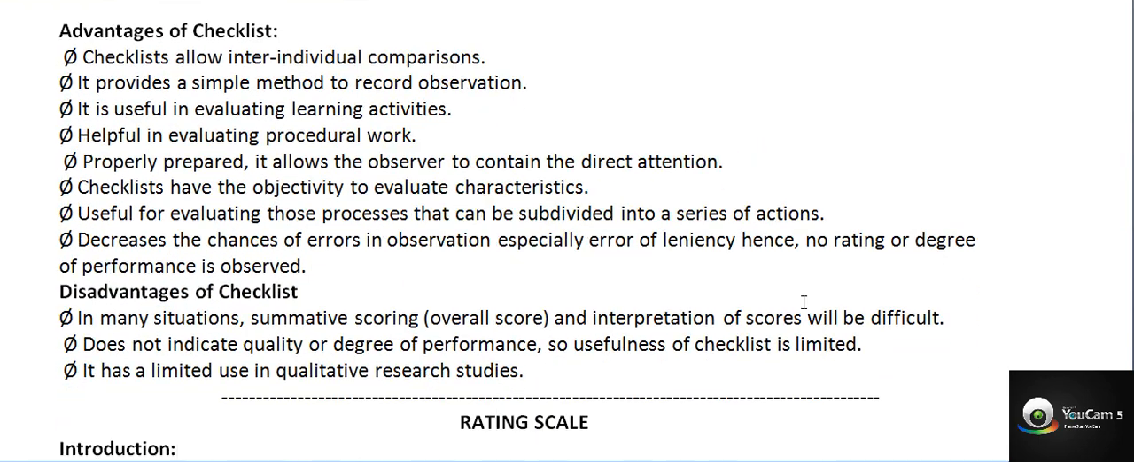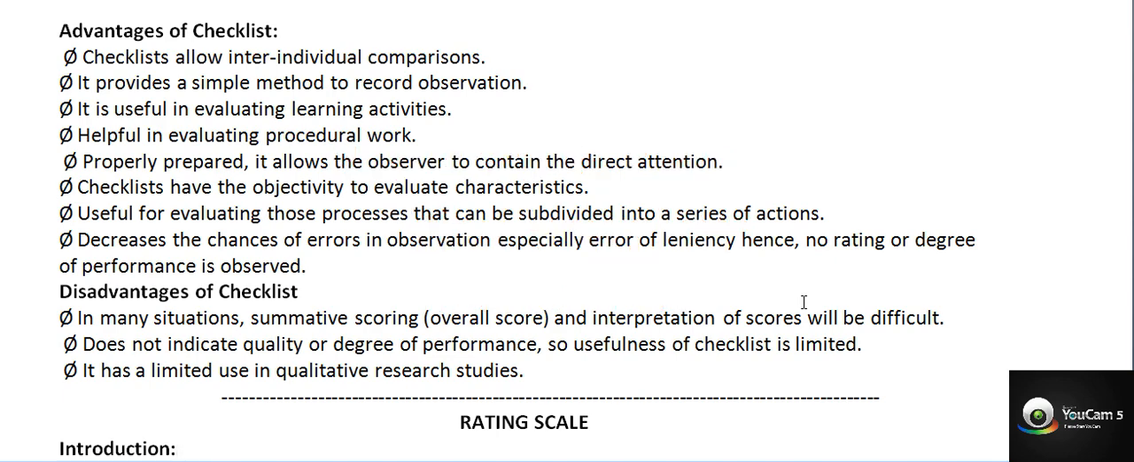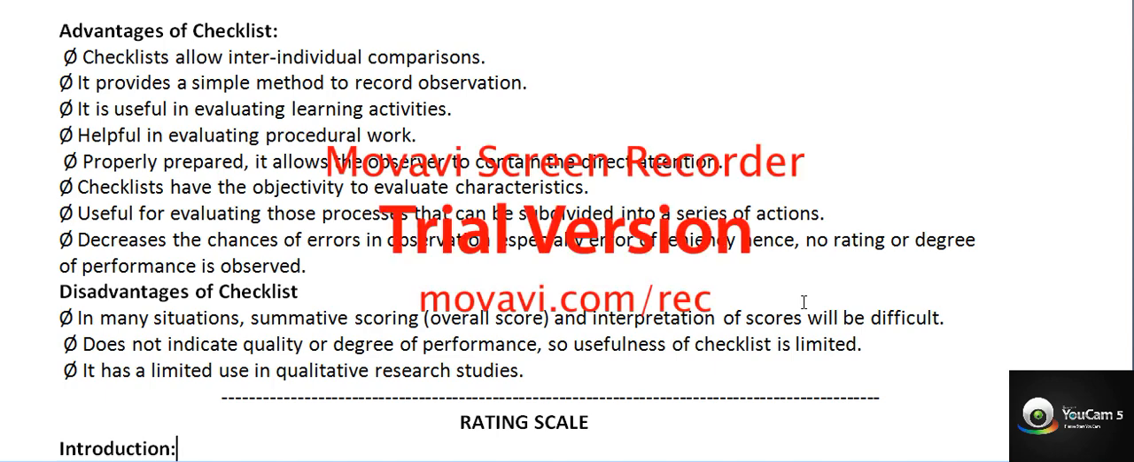So what are the advantages and disadvantages of checklist? Checklists allow inter-individual comparison. So if you have a checklist in your hand, you can compare the students or the subjects. For every individual you have a separate checklist, so you can compare and produce your results effectively. You can rate every item in a graph, like how many of them washed hands properly, how many of them are wearing gloves properly. So every item in a checklist can be compared with others.